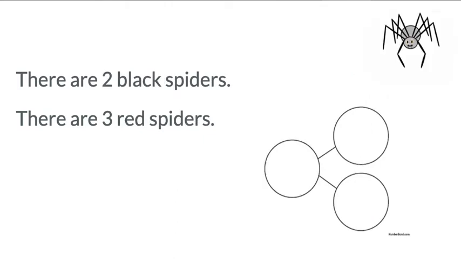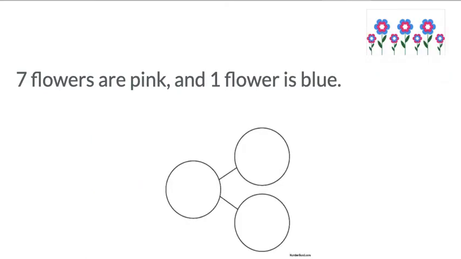There are 2 black spiders. There are 3 red spiders. Pause it so that you can write your answer. 2 plus 3 equals 5. So in total, there are five spiders. Ooh, I do not like spiders. Those are creepy. Moving on.